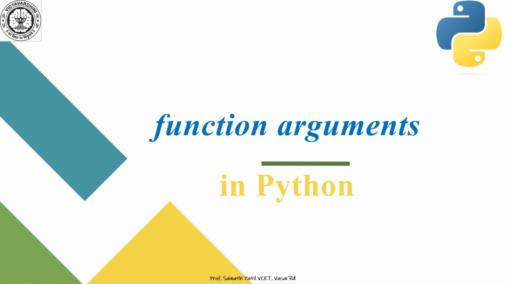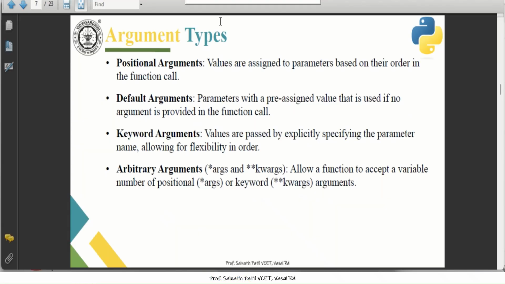Here in this video, we will learn types of function arguments. In Python, there are four types of arguments: positional arguments, default arguments, keyword arguments, and arbitrary arguments.